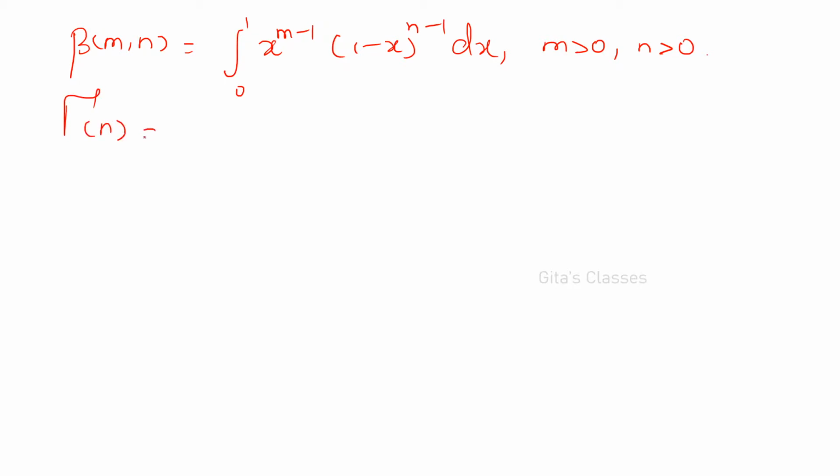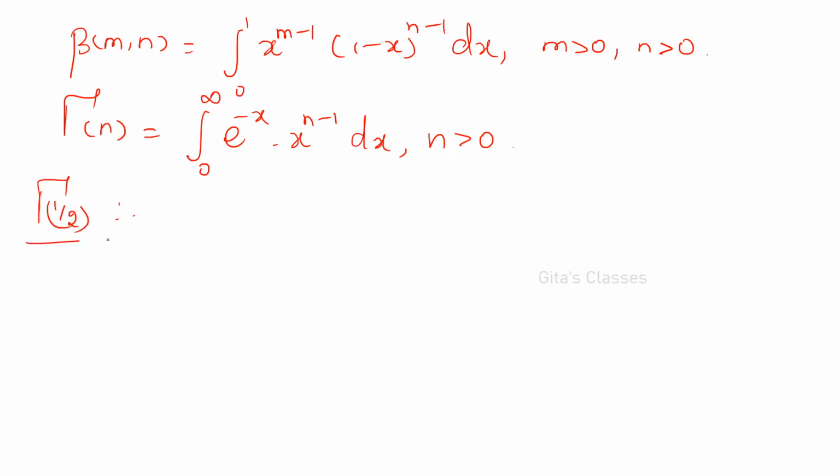And according to the definition, gamma of n is equal to integral 0 to infinity e power minus x, x power n minus 1 dx. These things you have to learn by heart. These functions you should be thorough. Now let us derive the value of gamma of 1 by 2.